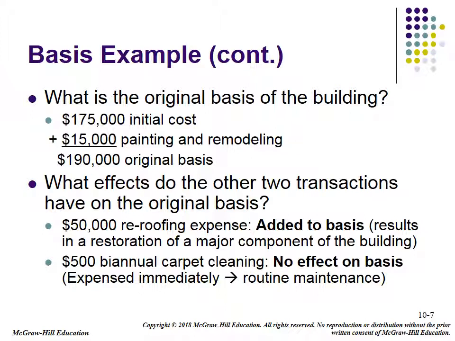The $50,000 re-roofing expense is added to the basis as an improvement. This results in a restoration of a major component of the building. So any expenditures after you start using it that will last for more than a year are capitalized as well, and this will be depreciated. The biannual carpet cleaning is routine maintenance to keep the rugs clean. That will be immediately expensed. That is not added to basis.